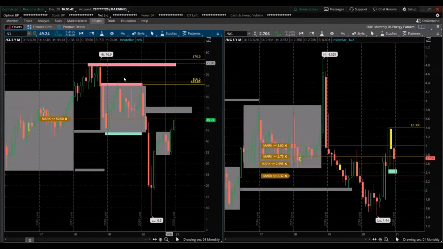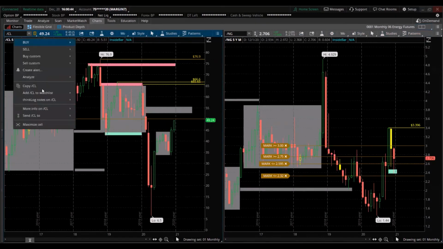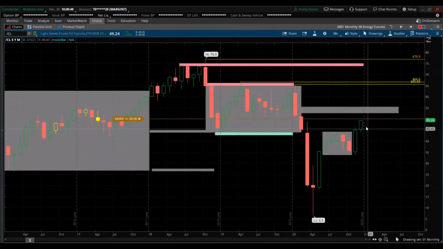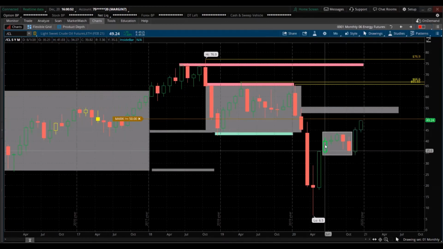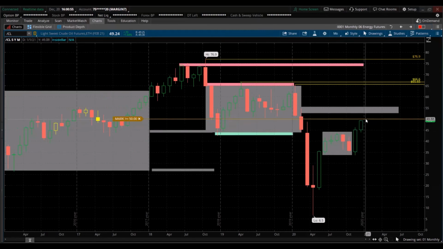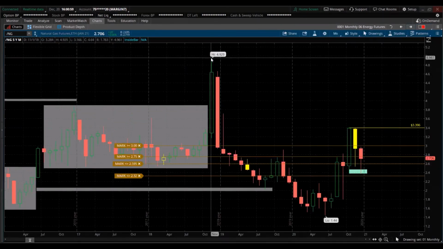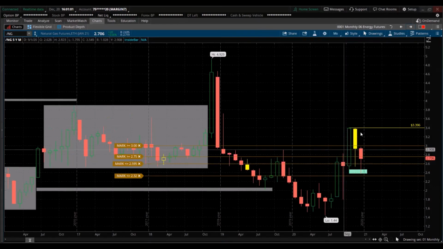Let's look at the futures of the monthly chart. Crude oil. Here's the high over the 5 years. And here we are now. Trending higher, getting closer to $50. Natural gas. Here's the high over 5 years. And here we are now in this consolidation phase.